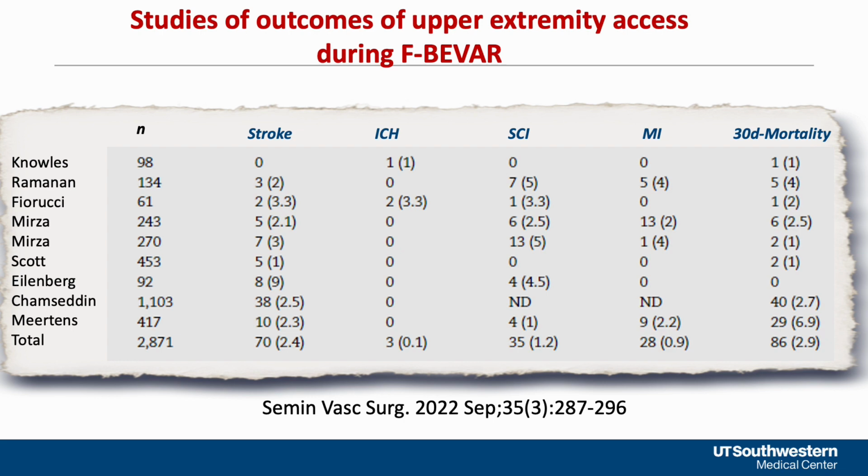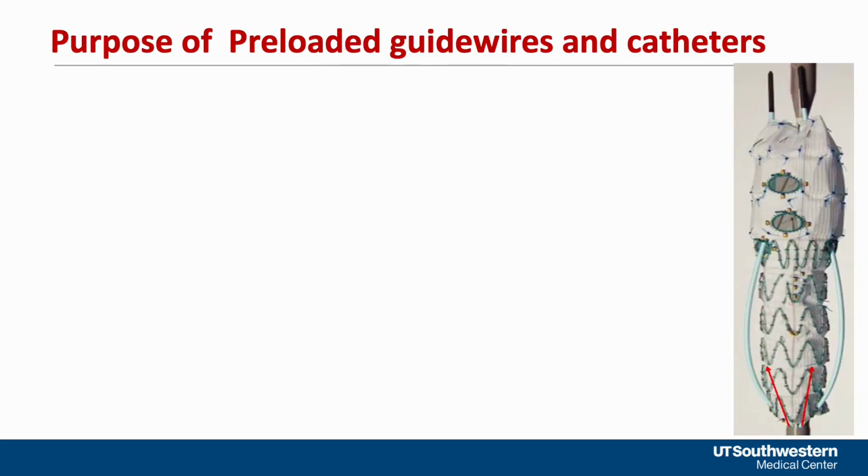We recently reviewed the studies of outcomes of upper extremity access during fenestrated endovascular repair, making a pooled analysis showing that the stroke rate was 2.4%, intracranial hemorrhage was 0.1%, spinal cord ischemia was 1.2%, MI was 0.9%, and the third.